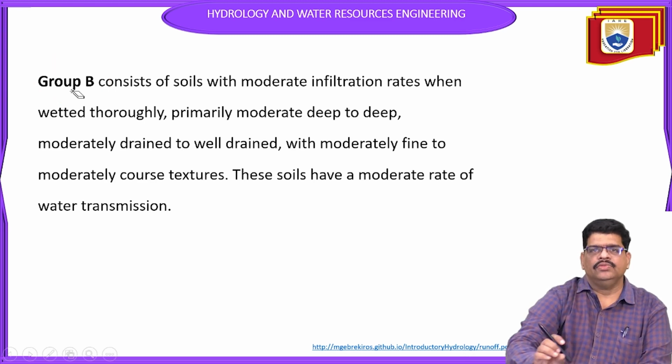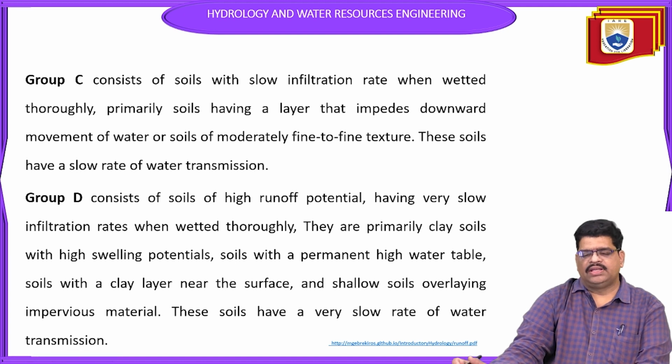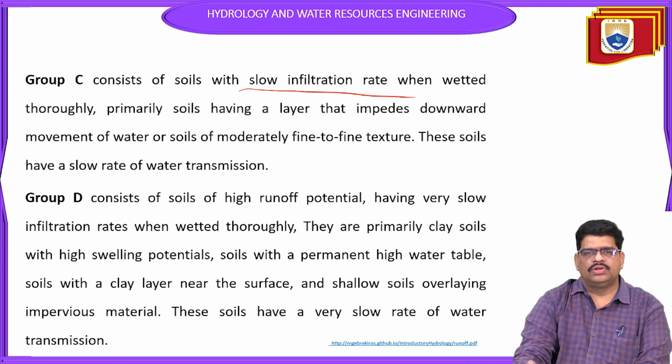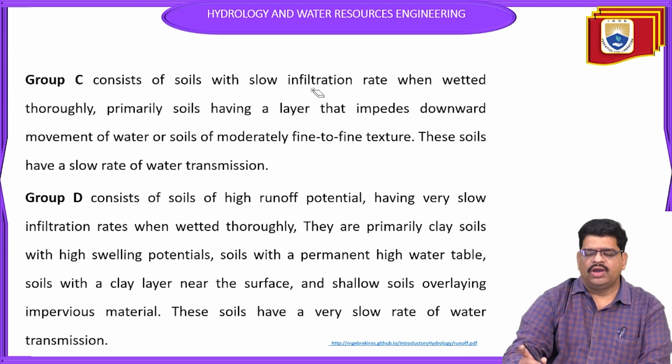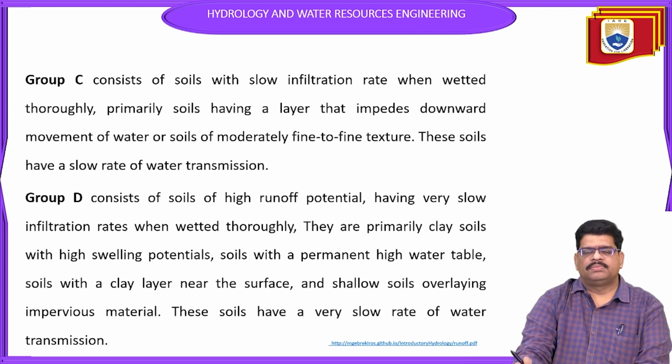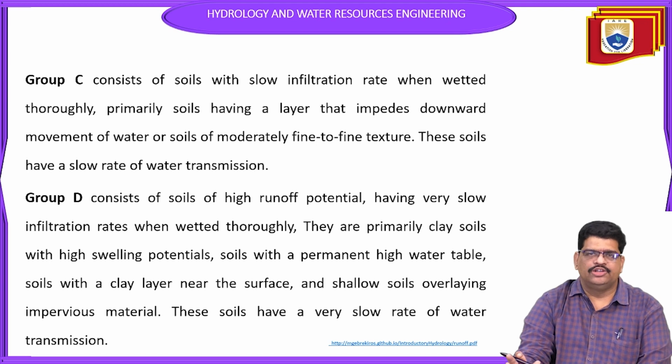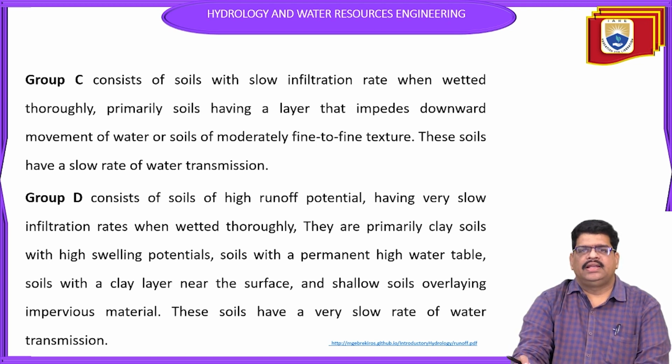Next, group C. Group C consists of a slow rate of infiltration when wetted thoroughly, with soil layers that slow the movement of water, and non-porous material such as black cotton soil. Some dust particles will also be inside the layers, which will not allow the water inside. Such slow infiltration develops on such soils. That is called group C type of soils. Next we have to see the group D type of soils.